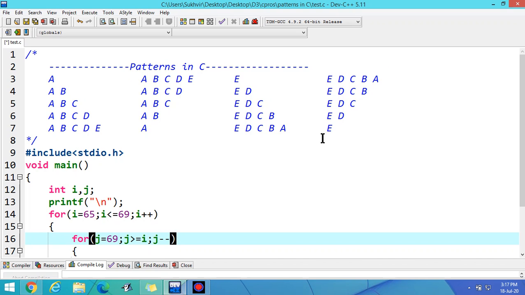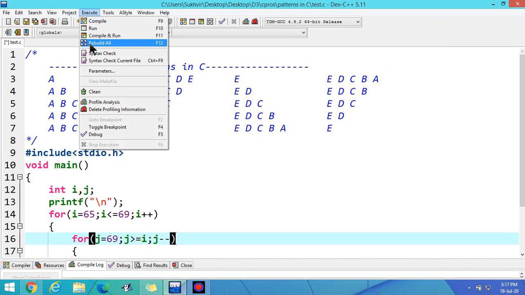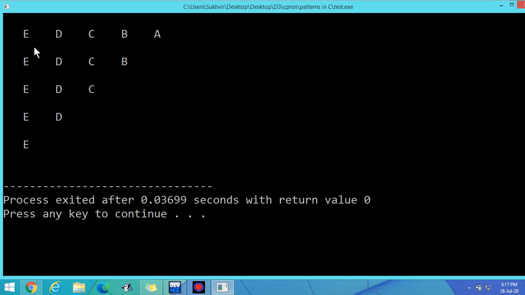And what about A, B, C, D, E? These are the values of i. Now execute the program. EDCBA, EDCB, EDC, ED and E.